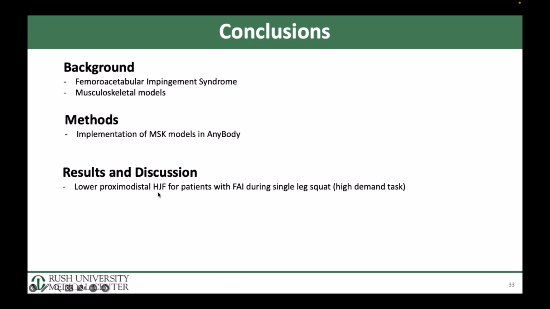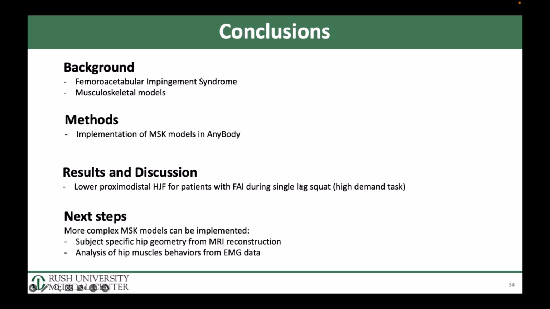So lower proximodistal hip joint forces for patients with FAI during single leg squat, which is a high demand task. And then as next steps, there are some possibilities, like more complex models can be implemented, for example implementation of subject-specific hip geometries from MRI reconstruction, and also analysis of hip muscle behaviors from EMG data can be done, maybe also to further validate the results from the study. So basically comparing the EMG data that are acquired in terms of muscle activation with the ones that can be also found using the AnyBody modeling system.